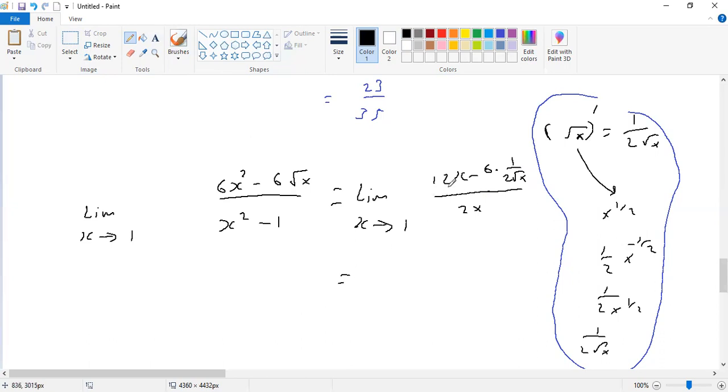So at x equals 1, we have here 12 minus 6 over 2, that means 3, because radical 1 is 1, and 2 times 1 is 2. So the answer will be 9 over 2. 9 over 2, the answer.